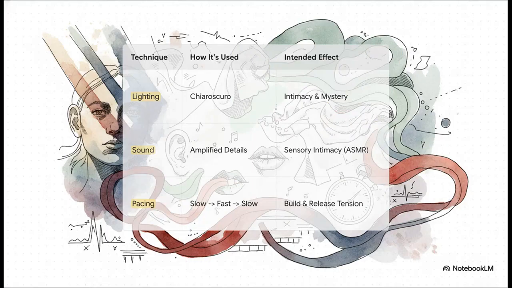So this really breaks down the whole toolkit into three core things. First, you've got the lighting, that chiaroscuro we just talked about, to create mystery and intimacy. Then you have sound. And we're not talking about music here, but amplifying tiny details, like a sharp intake of breath or the rustle of fabric. It creates this intense sensory intimacy, kind of like an ASMR effect. And finally, there's pacing. Starting slow, speeding up, then slowing down again, it's all about controlling the audience's heartbeat.